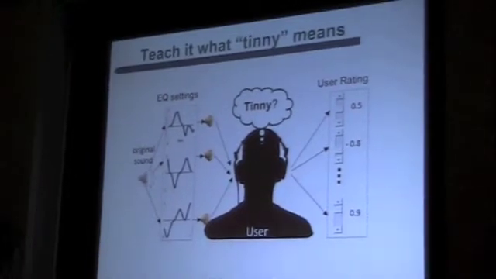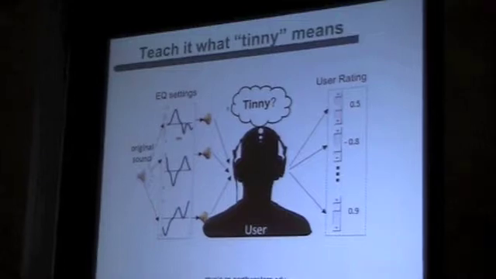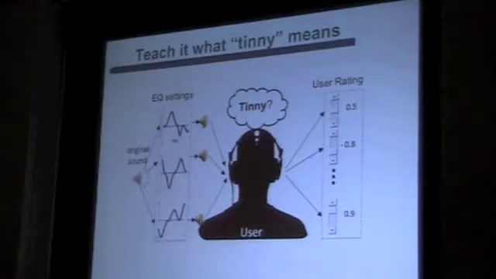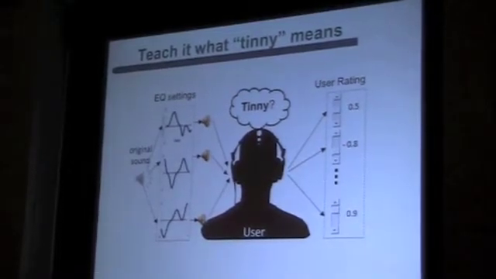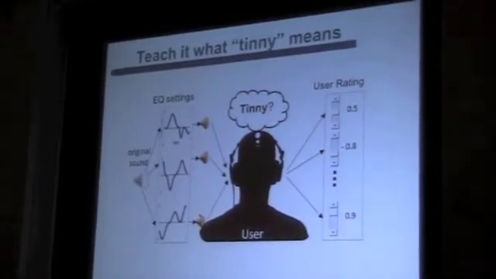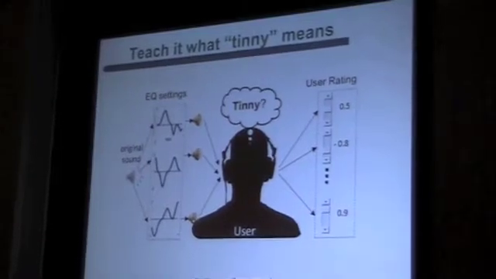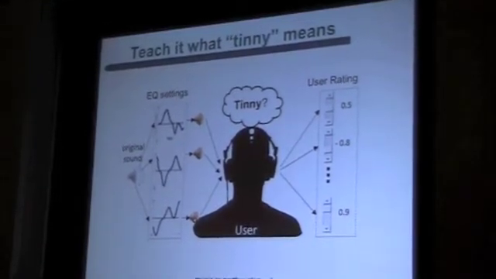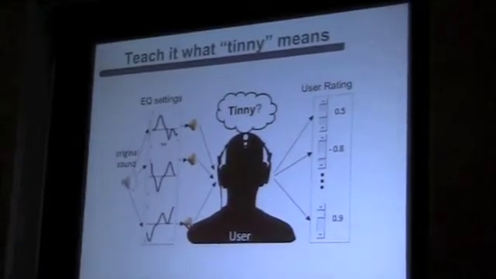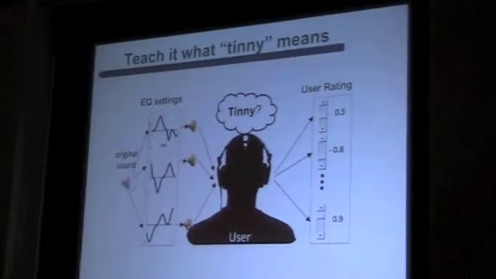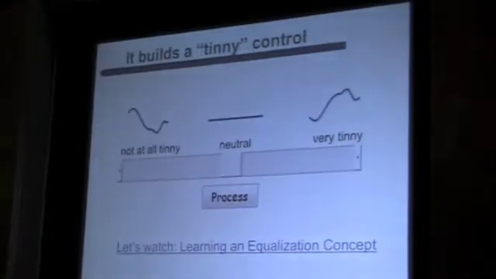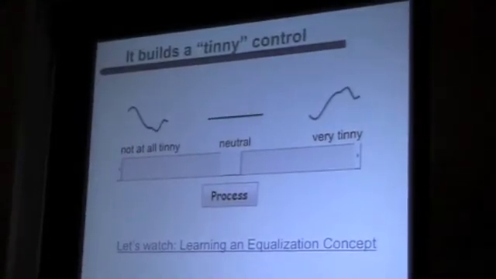You take the original sound and have a listen. And here I'm using an equalizer. Then it tries some EQ settings. And every time you hear one, you rate it from +1, that's really tinny, to -1, that's the opposite of tinny. And as it gets ratings from you, it figures out which frequency bands are correlating with your impression of what makes something tinny. And what you end up with is some kind of a tinny controller.